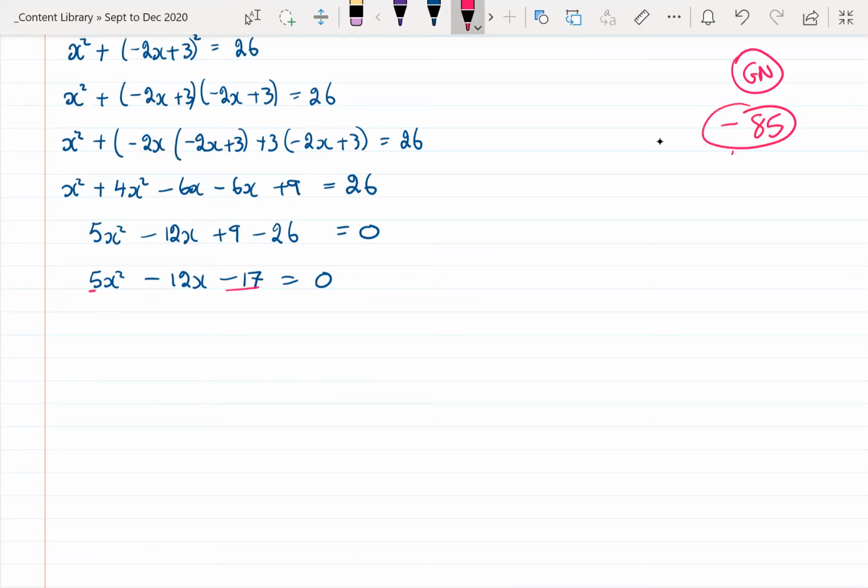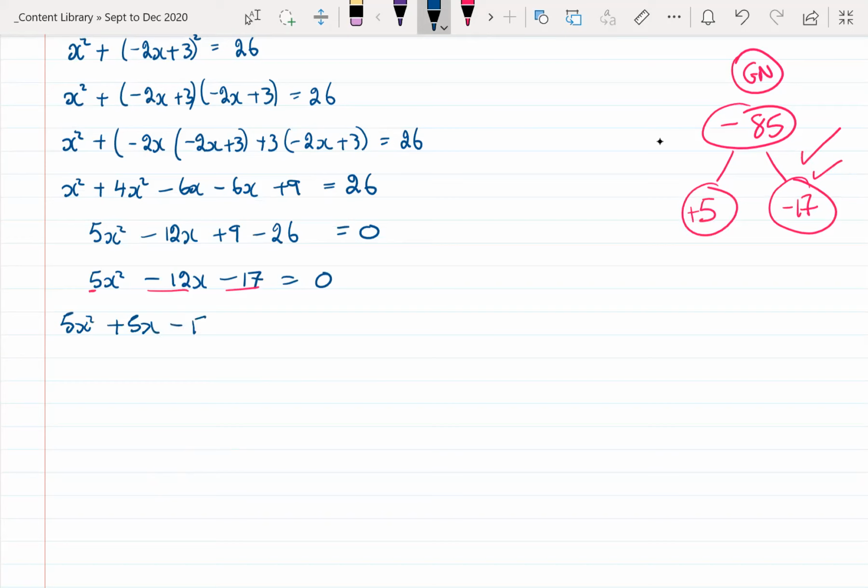Now, we need two numbers that multiply to give that, and add or subtract to give us the middle number. So we can actually use the numbers we just used to get there. A positive 5 and a negative 17, because when you multiply them together, you get negative 85, and 5 minus 17 is minus 12, so that works. So back over here, we have 5x squared plus 5x minus 17x minus 17 equals 0.